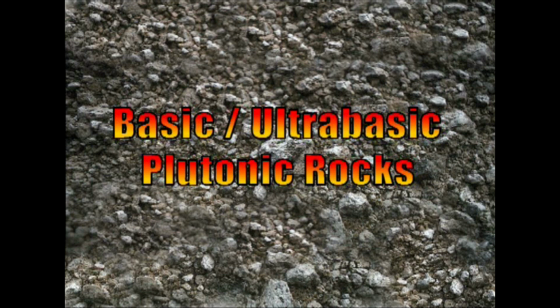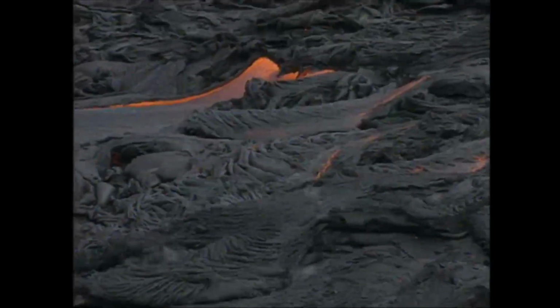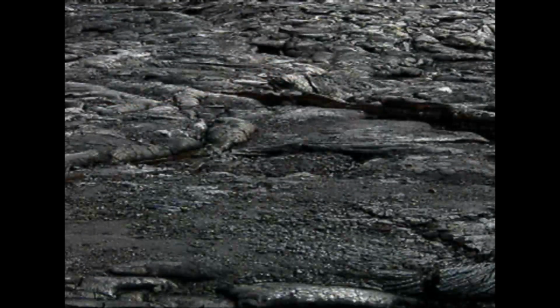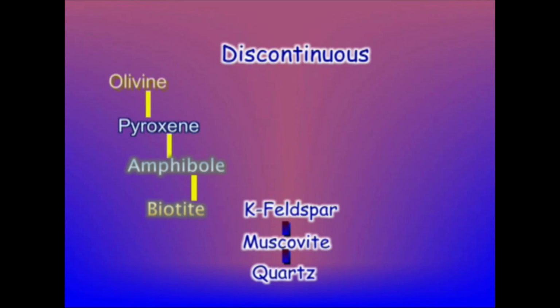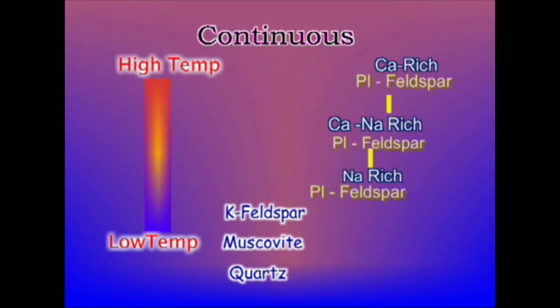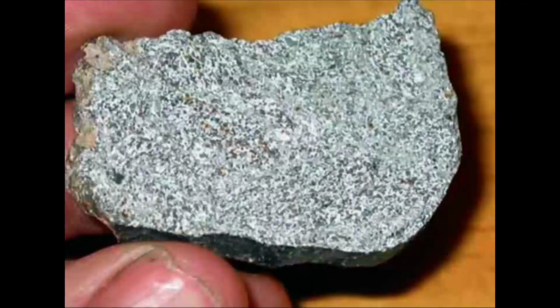Basic and ultrabasic plutonic rocks. The emplacement of large bodies of hot basic magma deep in the crust allows gradual cooling, with crystals forming in the order of Bowen's reaction series. These crystals are considered to gradually sink through the magma and build up successive layers on the floor of the magma chamber. Rocks derived from such accumulation are known as cumulates.